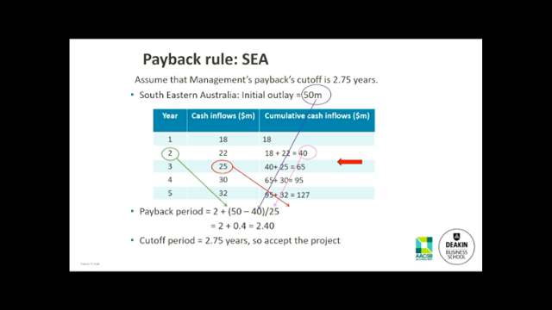Very good. Now, how long is the cutoff? How long is your payback? 2.4. According to the decision rule of payback, what happened? You should accept this project. To this end, for the first 2 investments, if we use payback method to make our decision, we should go for the second one. Up to this stage, any questions? Any questions? Very good.